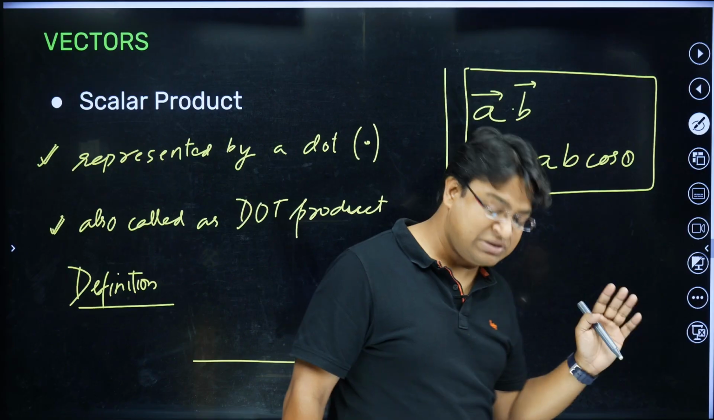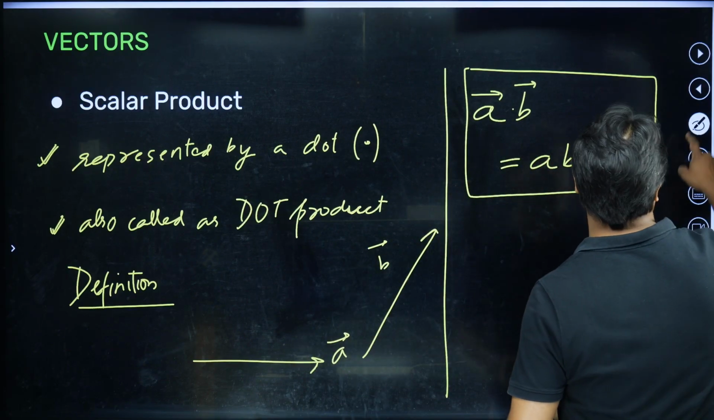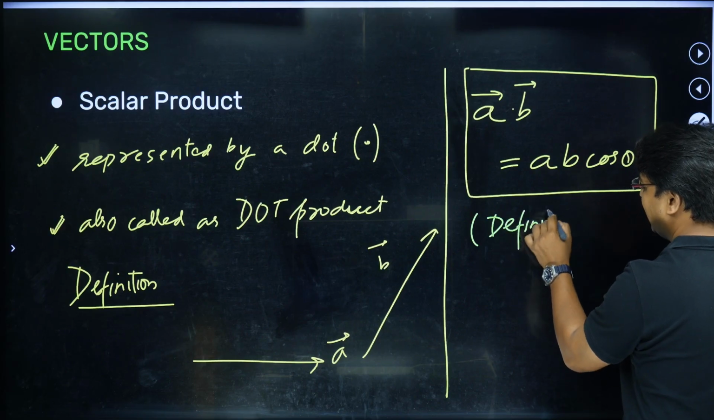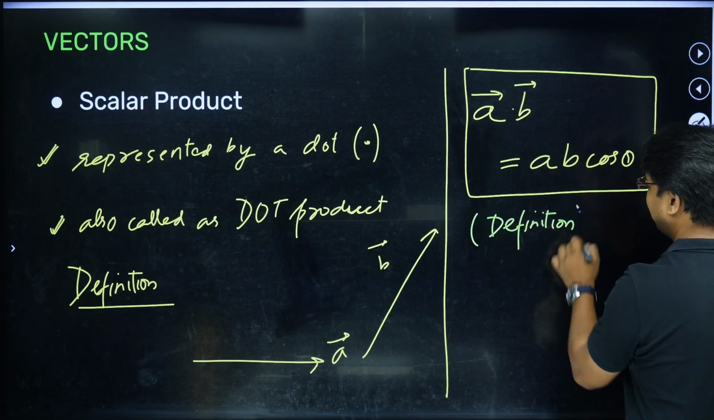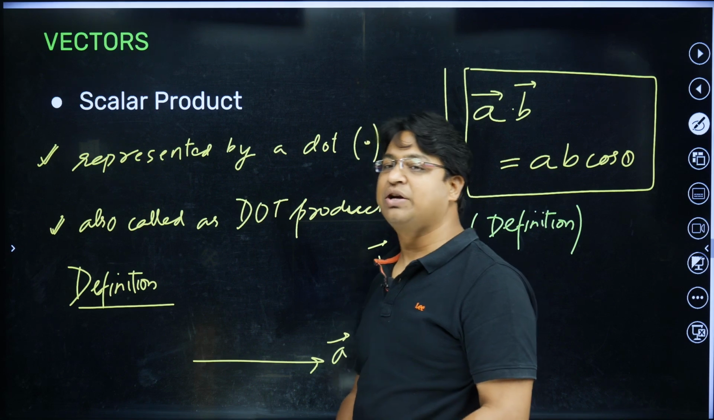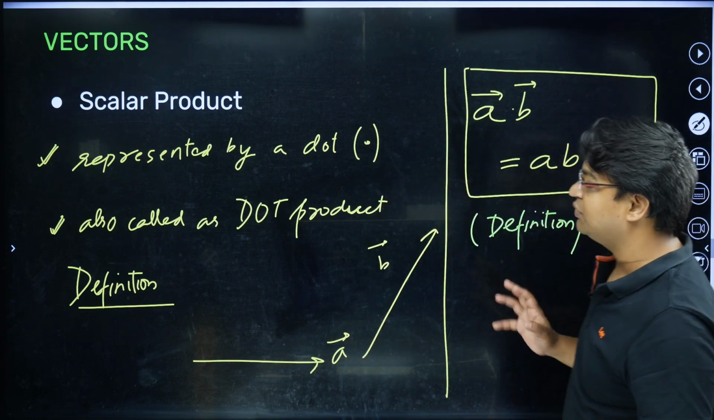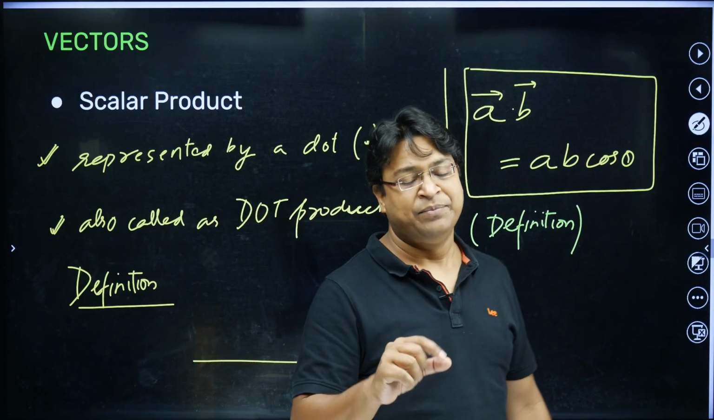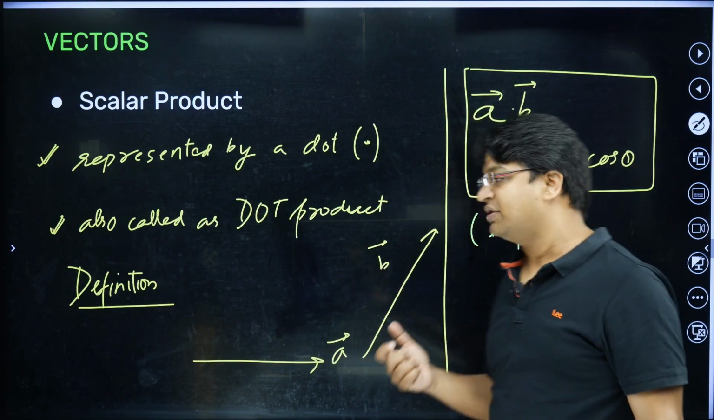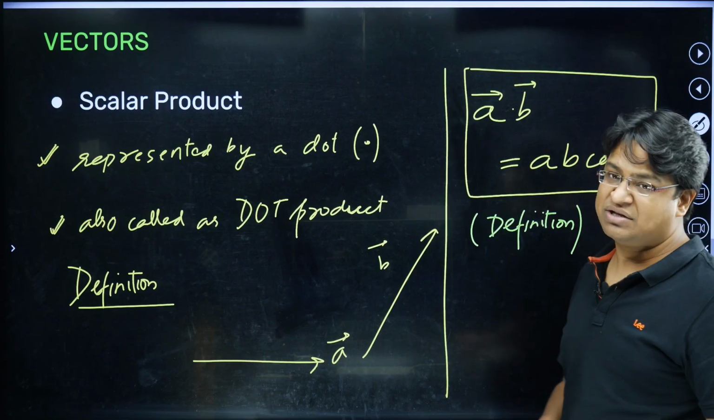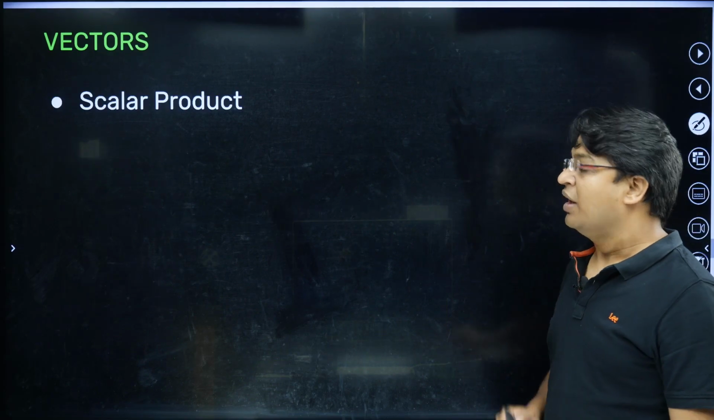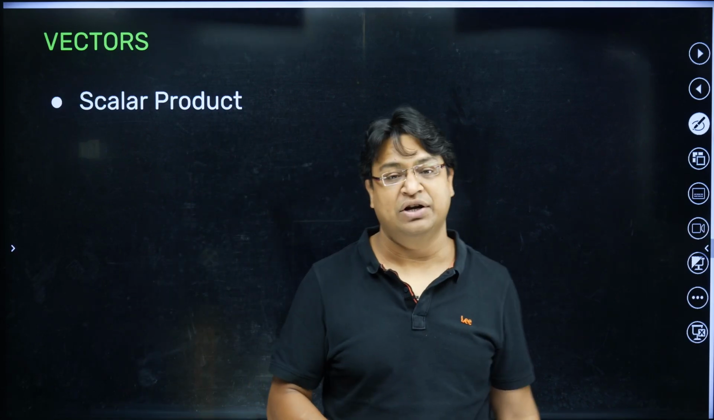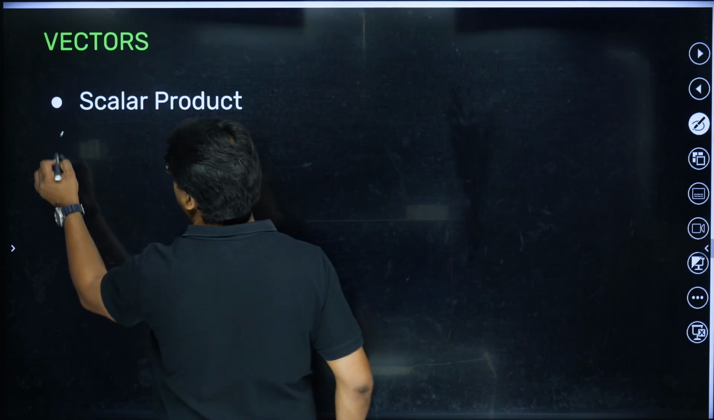Now remember, guys, this is a definition. That means we don't have any explanation for this. We have declared that whenever we have to calculate the dot product of two vectors, we multiply the magnitude of one with the magnitude of the other, and then multiply with cos theta, where theta is the angle between the vectors, and that will give us the result. But by using this definition, there are a lot of conclusions that we can draw. Let's start looking at those conclusions.